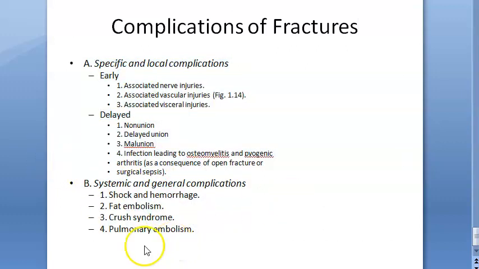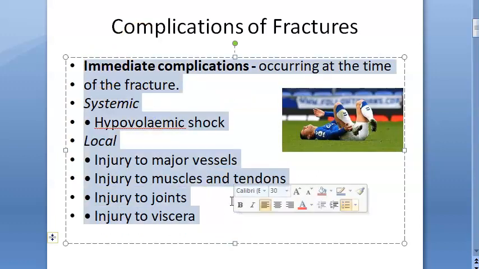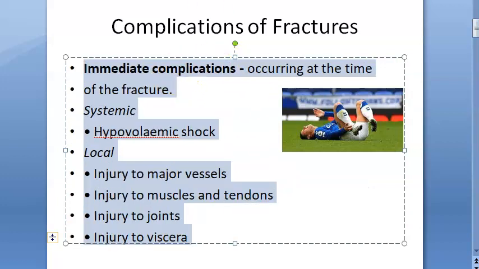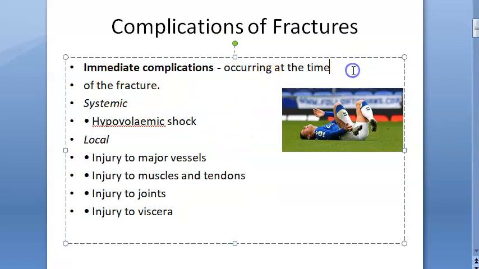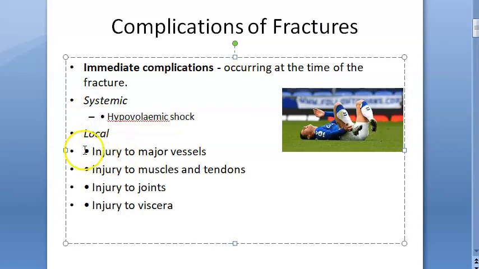In this video let us look at the way that they have classified: immediate, early and late. So basically this will tell you why you should get it treated early, right? So what are the immediate complications, guys, that can occur because of fractures? Immediate complication means it is something that is occurring at the time of fracture. So systemic and local, okay?